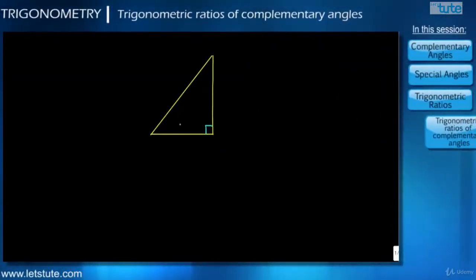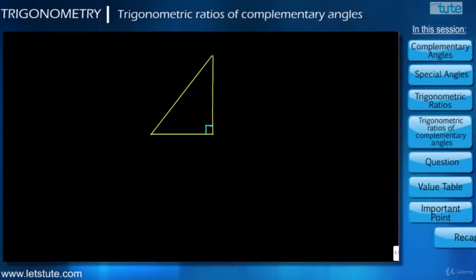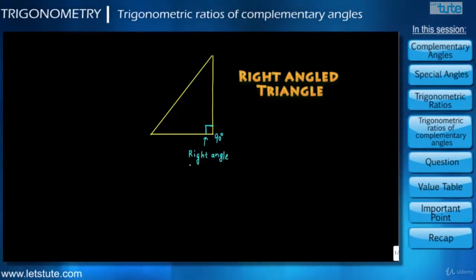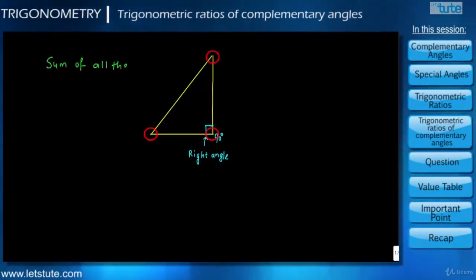Look at this triangle. When we see this sign at the corner, it describes an angle of 90 degrees, which is also known as a right angle, and therefore this triangle is called a right angle triangle. We also know the fact that in a triangle, the measure of all the three angles is equal to 180 degrees. So, the measure of one angle is 90 degrees, which clearly means that the sum of the remaining two angles should be 90 degrees.